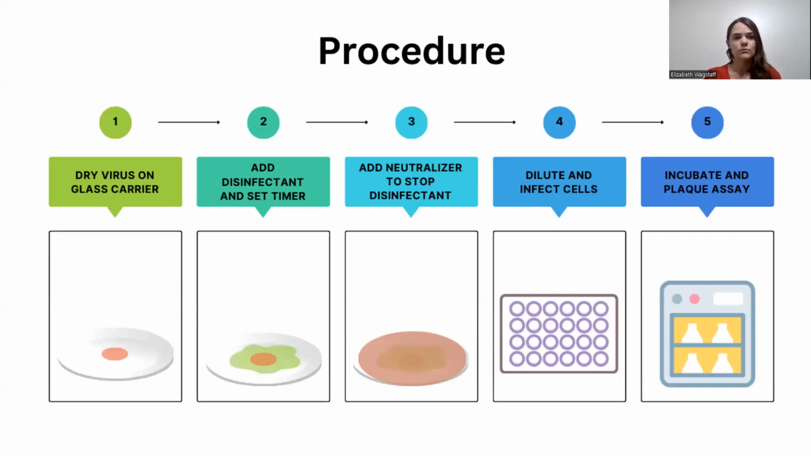In our procedure, we performed a basic disc-based carrier assay, which is where you dry the virus on a glass carrier and then add disinfectant for a set amount of time. As soon as that time is up, we add a neutralizer to stop the disinfectant, to calculate exactly how many viral particles remained after that disinfection process. Then we diluted it and used it to infect cells. After that, we would incubate it for a period of 3 days and perform a plaque assay to analyze our data.